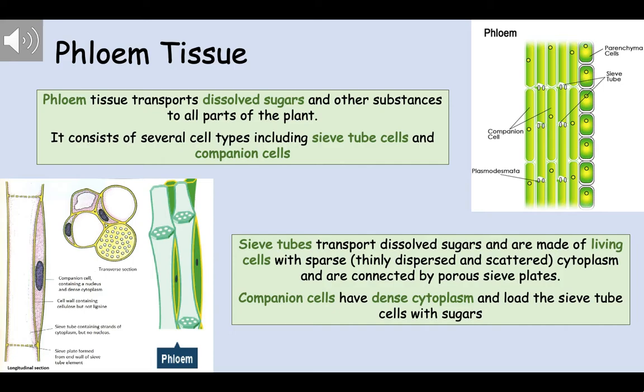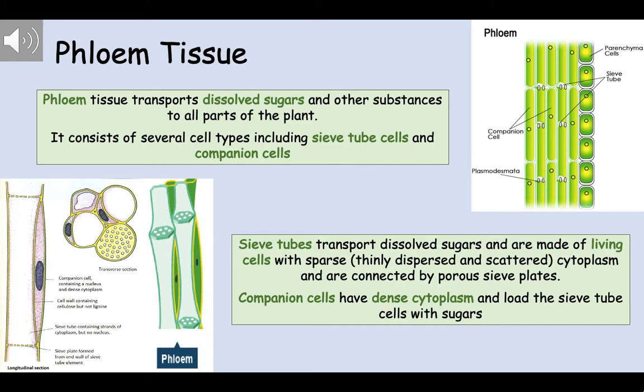And the reason for this is because not only are we transporting dissolved sugars, but we're also transporting amino acids through the phloem tissue. So active transport is often required to take substances out of the phloem tissue where they need to be. So we do need energy for that to take place.